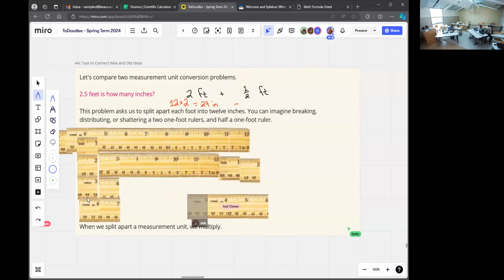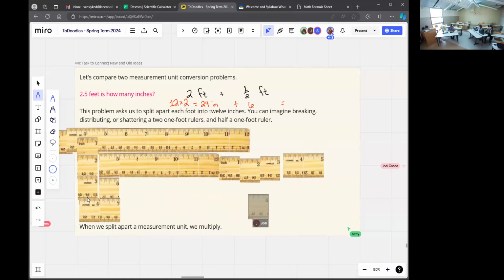26, 27, 28, 29, 30. Okay, so it was 30 inches, like Betty said. So we did 2 times 12 is 24, and then we added 6. And we got to 30.